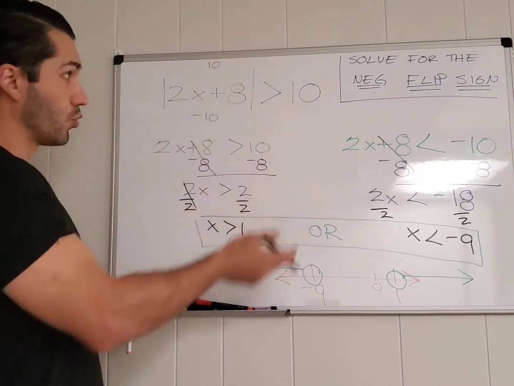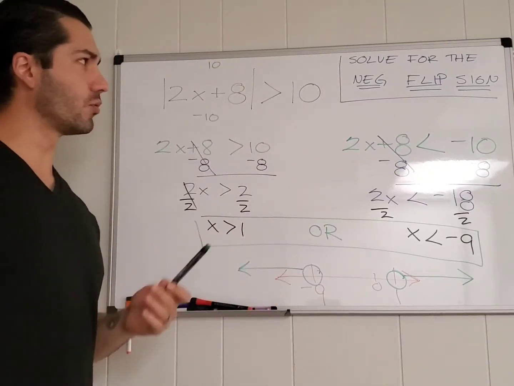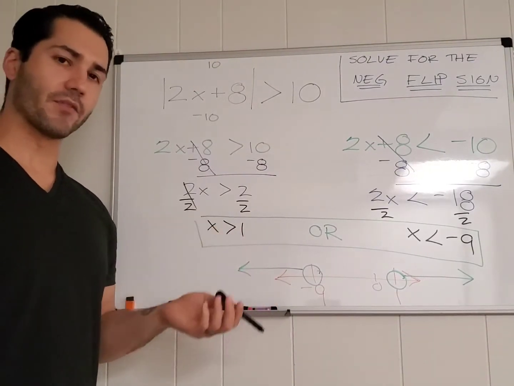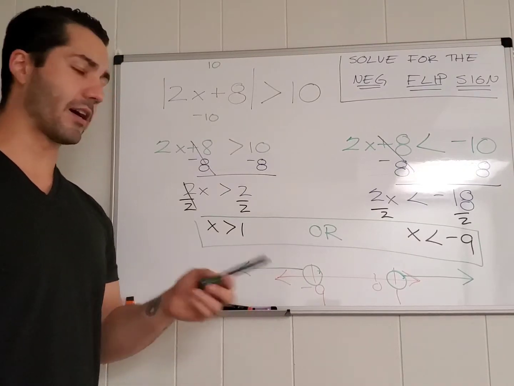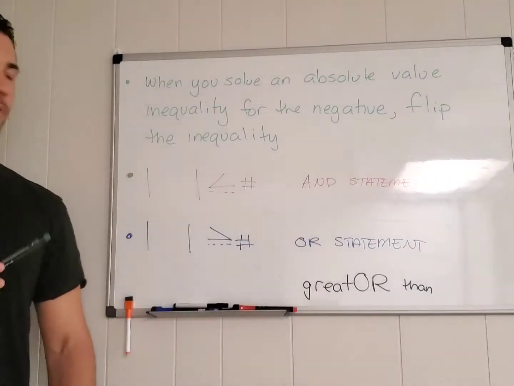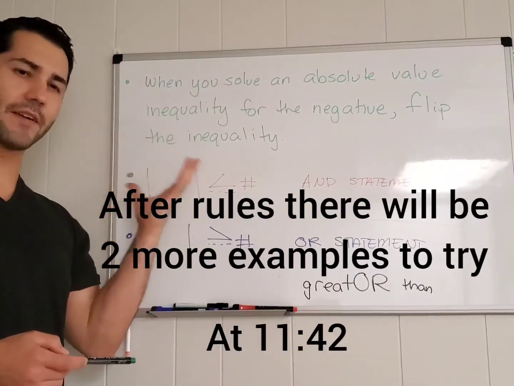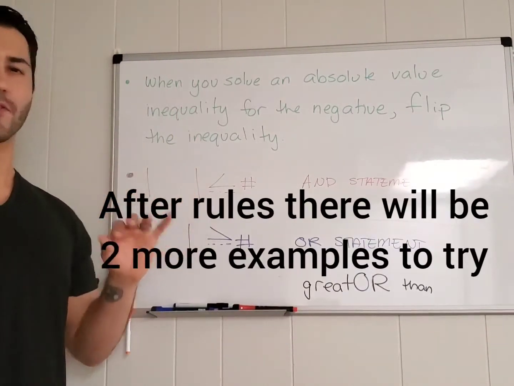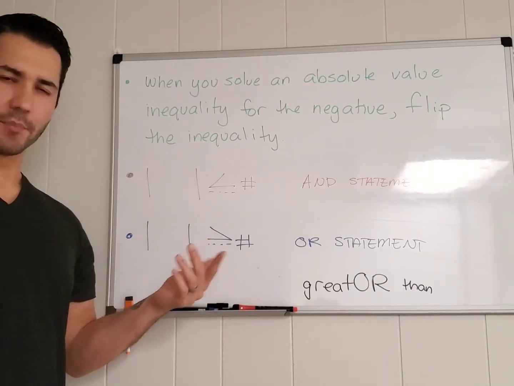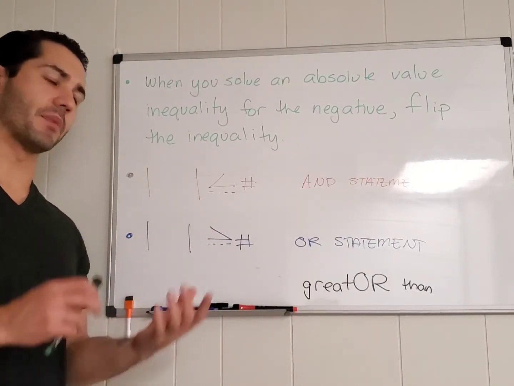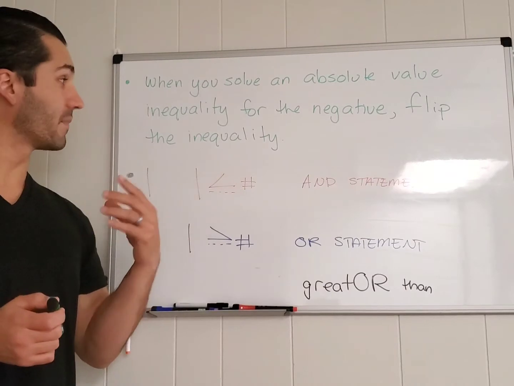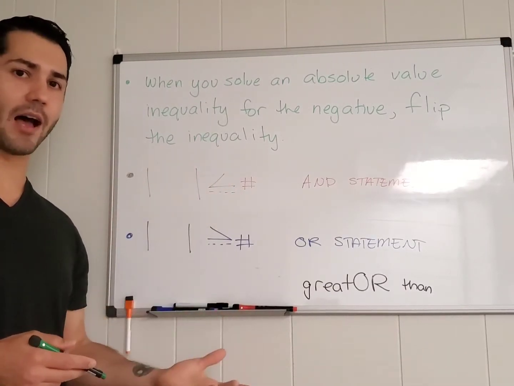So I'm going to give you the rules now. And like I said, I think the rules are pretty simple. And then I'll give you some examples for you to try on your own that I'll also go over. Okay, so these are the rules. This is a little more official of a definition as far as just when you solve for the negative, flip the sign. Some people, when they hear the word sign, they think that means the negative. It's actually the inequality. You'll hear me say sign a lot.